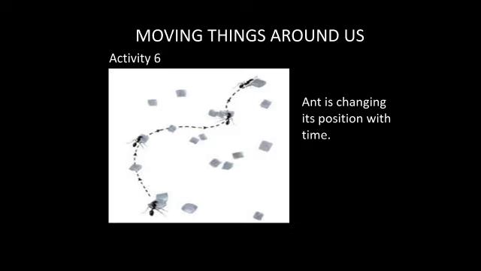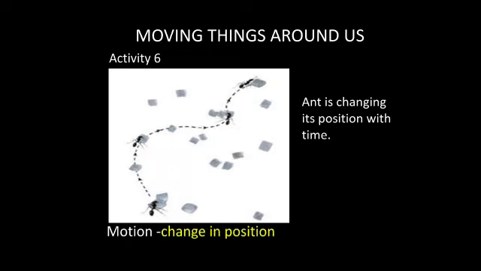Next, let us have a look at another activity of your book, that is activity number 6, page number 102. For this, you have to choose a place where you can find ants. Keep a sheet of white paper on the ground and scatter a little sugar on it. After some time, you will see many ants crawling on the sheet. For any one ant, mark the path it is following with the help of a pencil. You will see that the ant is changing its position with time. This proves that there are things around us which are moving.